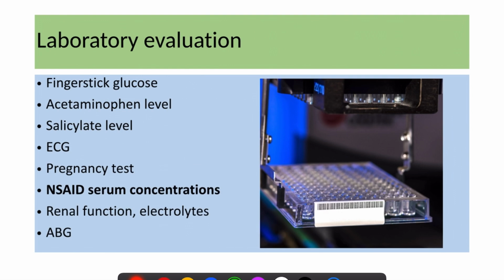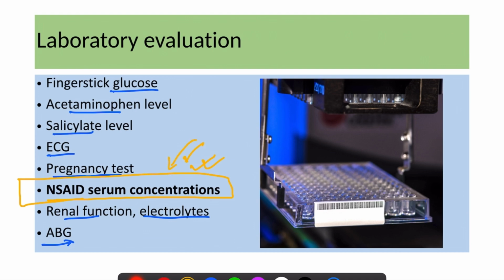In every suspected case of NSAID poisoning or overdose, we need to check the finger stick glucose. Similarly, acetaminophen and salicylate levels should be done to rule out acetaminophen and salicylate poisoning. An ECG is very important. A pregnancy test needs to be done in all women of childbearing age. Similarly, renal function and electrolytes should be measured, and the ABG will give information about the presence of high anion gap metabolic acidosis. If available, we can do NSAID serum concentrations, and this can also help in the diagnosis. However, this test is not easily available in many countries.